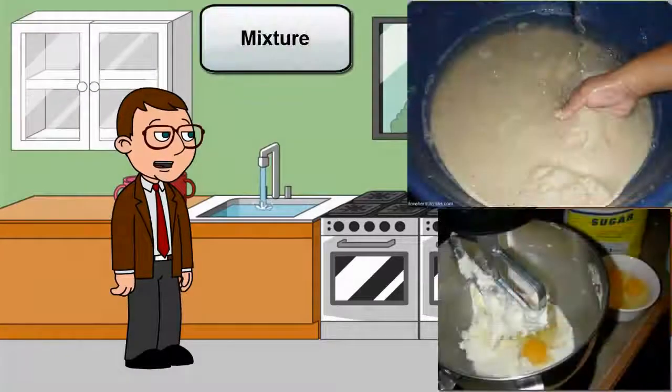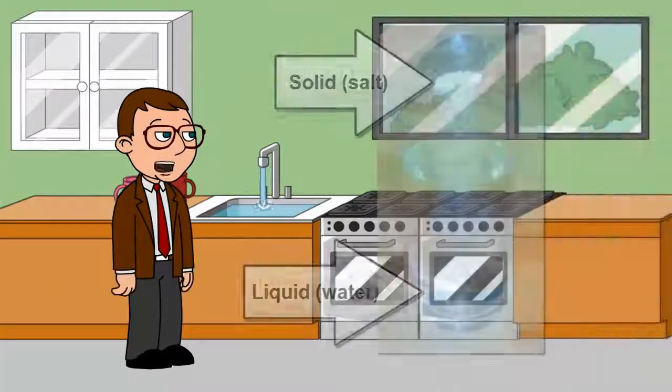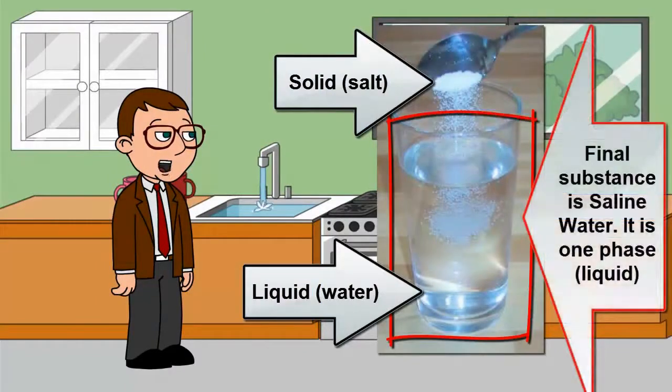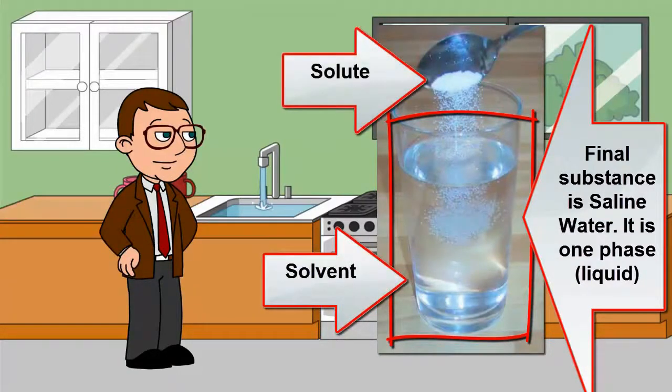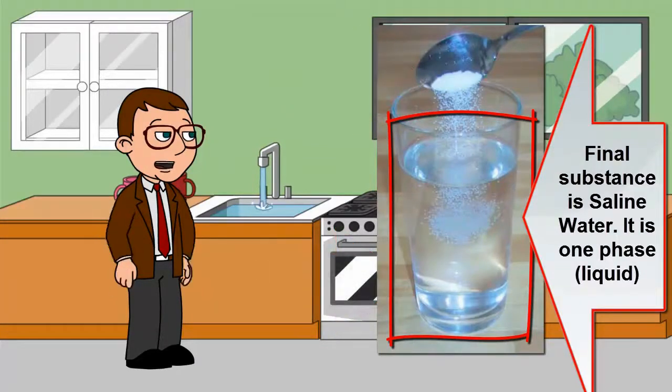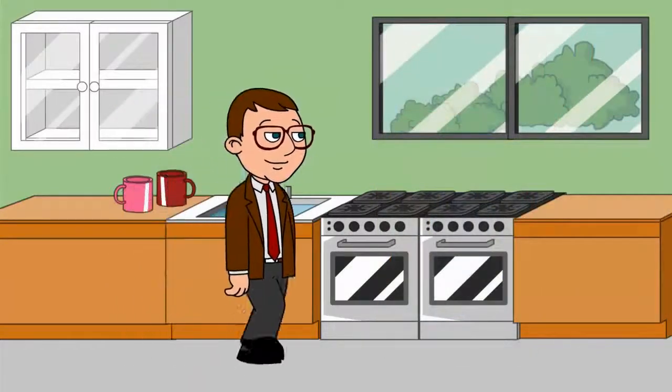A mixture is basically what it sounds like. It is when two or more different substances are mixed together but not chemically combined. A solution is like a mixture but only composed of one phase. A solvent is the substance that does the dissolving, and the solute is what gets dissolved. If you mix water and salt, the salt is dissolved in the water. The water is the solvent and the salt is the solute. The new substance is saline water, but the salt and the water have not been chemically combined, so they can be separated again.